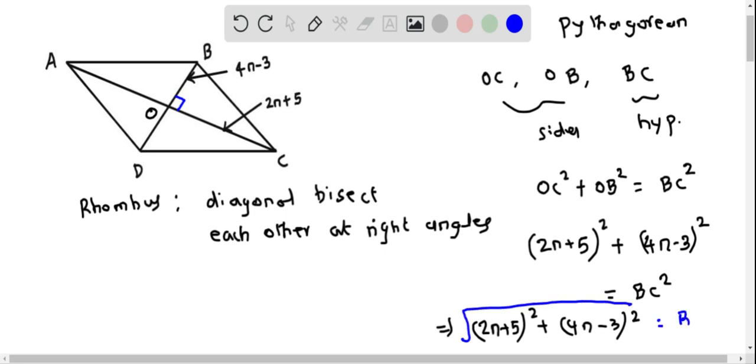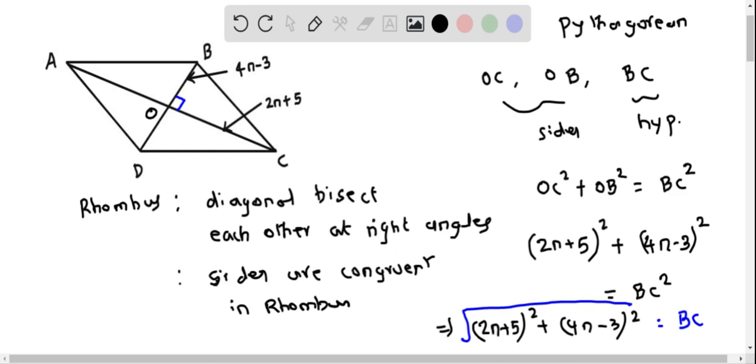equal to BC. Now the other property of the rhombus that we use to solve for AD is that the sides are congruent. All four sides are congruent in a rhombus. And this means we can say that side BC is congruent to side AD. So BC is congruent to AD.